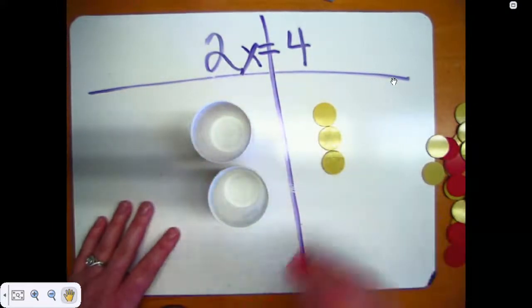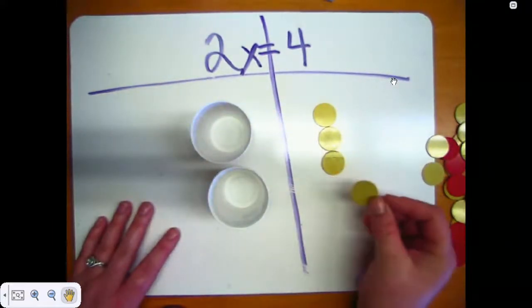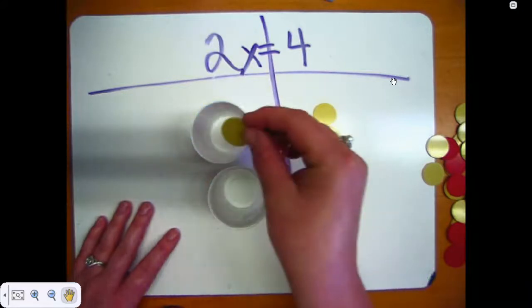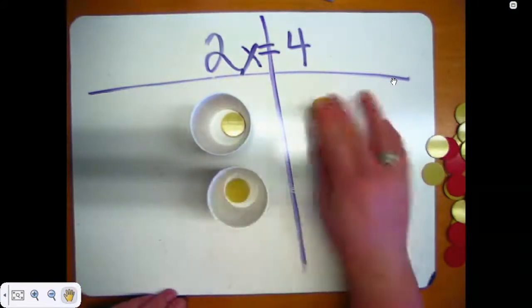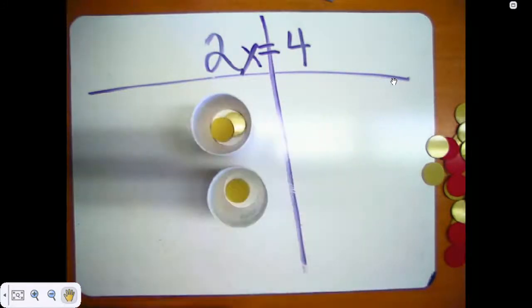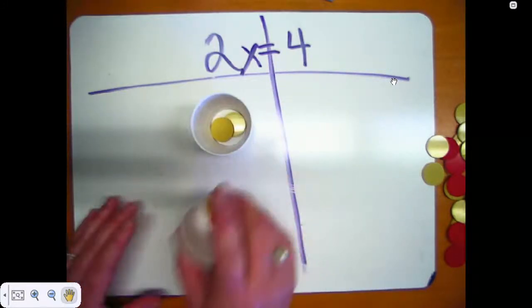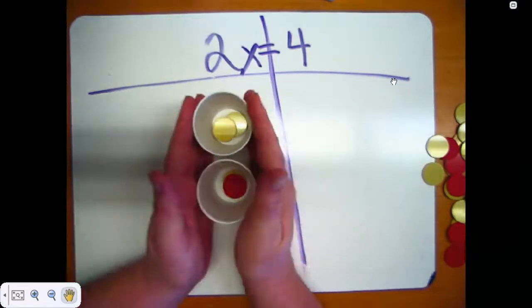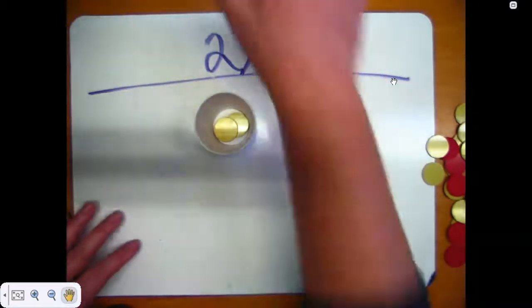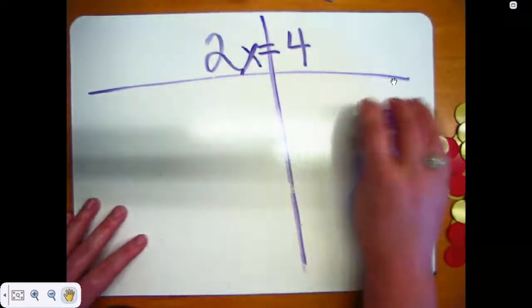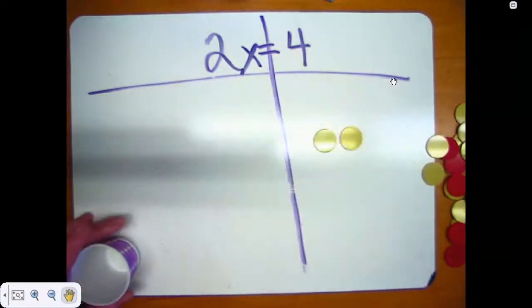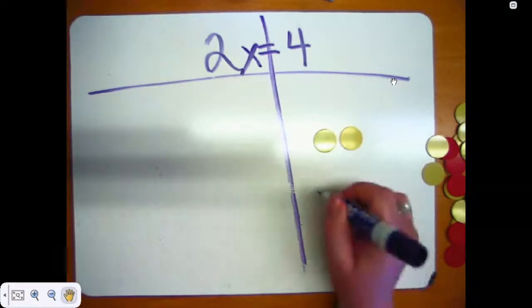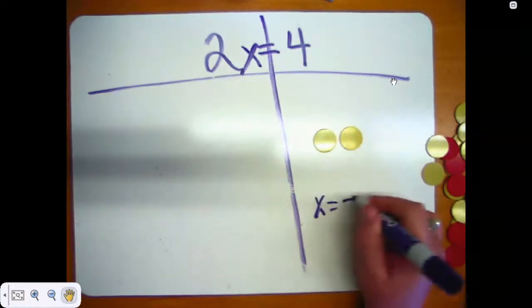So now we need to divide these 4 into these 2 cups, and we do that one at a time. Our answer will be positive because our chips are yellow. 1, 2, 3, 4. So I don't need to know how many are in both cups. I only need to know how many are in 1 cup. So 1 cup leaves us with positive 2. So positive 2, x equals positive 2.